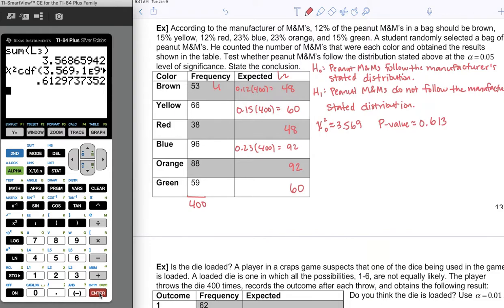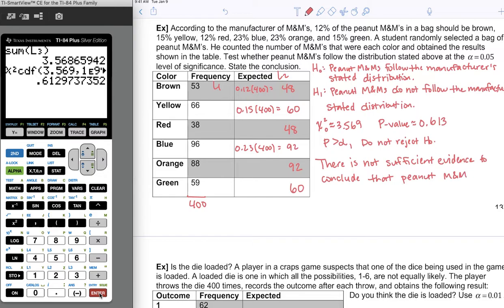So that is a pretty high p-value. It's certainly greater than alpha, which means our evidence is not strong enough to reject H0. So do not reject H0. So our conclusion will be there is not sufficient evidence to conclude that peanut M&Ms do not follow the manufacturer's stated distribution.